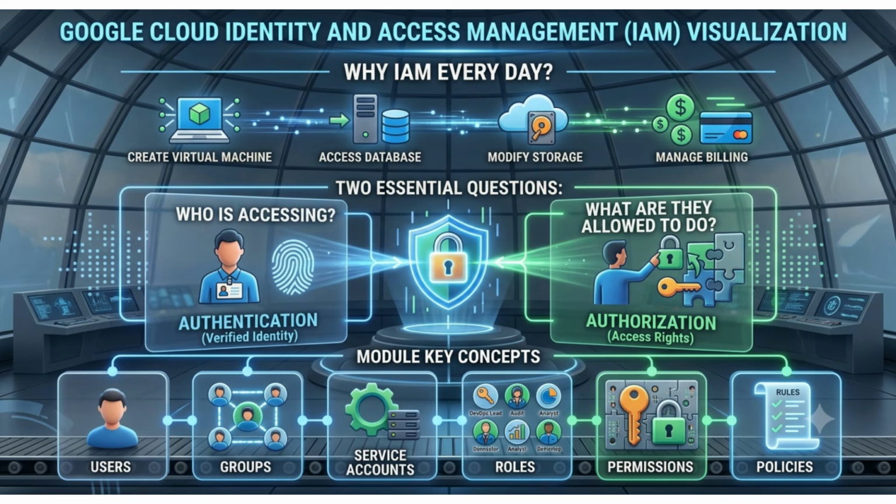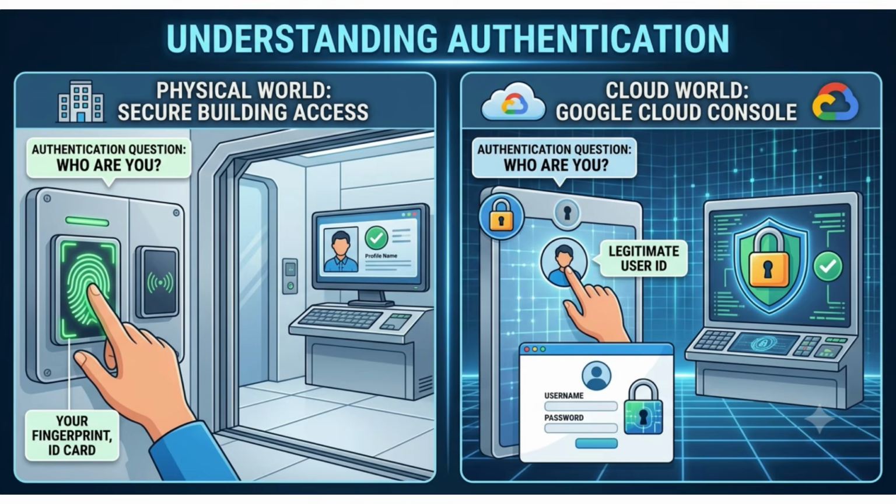Imagine a company using Google Cloud. The company has developers, QA engineers, DevOps engineers, managers, security teams. Everyone needs access to cloud resources, but not everyone should have the same permissions. For example, a new developer may need access to view resources. A DevOps engineer may need authority to create infrastructure. A cloud administrator may need full control over billing and security settings. If everyone receives full access, the environment becomes risky and difficult to manage. That's why IAM exists.